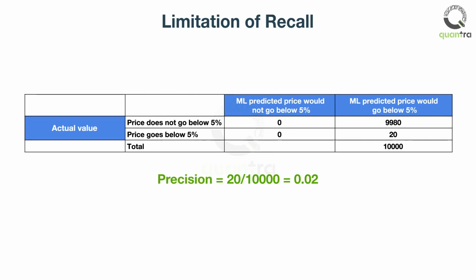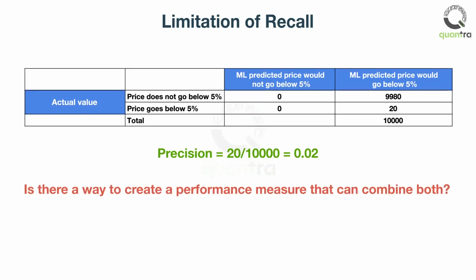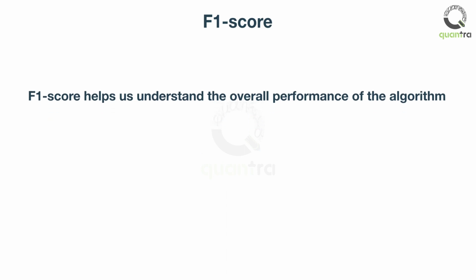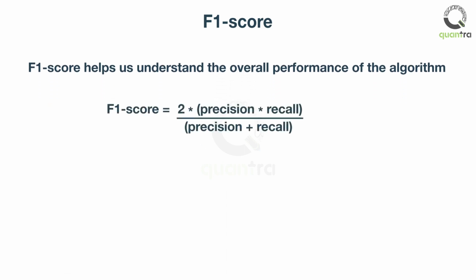Rob realized that both recall and precision are equally important. He asked Mary, "Is there a way to create a performance measure that can combine both?" Mary said yes. It is called the F1 score. You can use the F1 score to understand the overall performance of the algorithm. The F1 score is the harmonic mean of precision and recall. And its formula is as shown on screen.